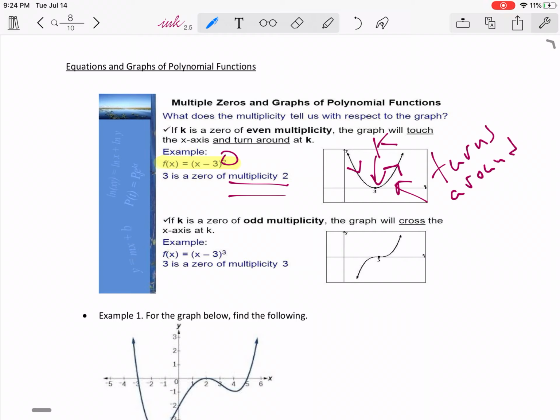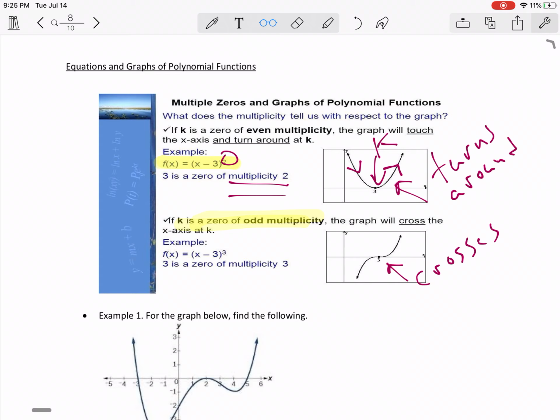If k is a 0 of odd multiplicity, then what happens is the function just basically passes through the x-axis in the same direction. So here it's essentially just crossing. It maintains the same direction it was going. So here again, k would be 3, and the multiplicity here is odd because it's a cube function. So it's just more information that we can gather from the function.